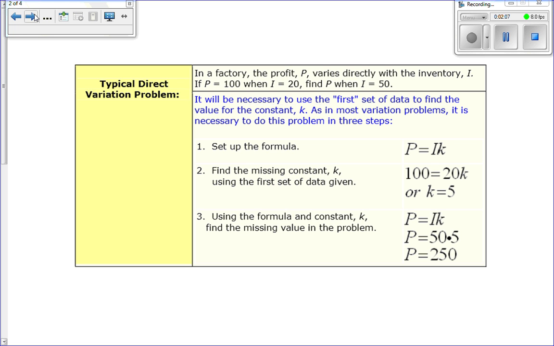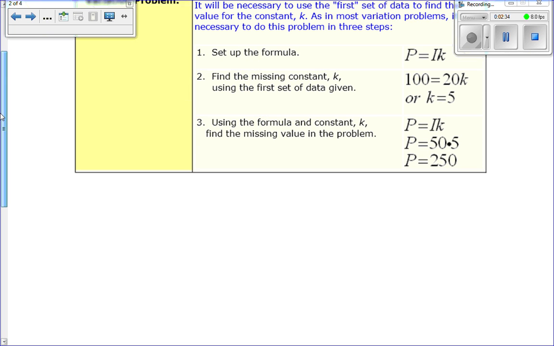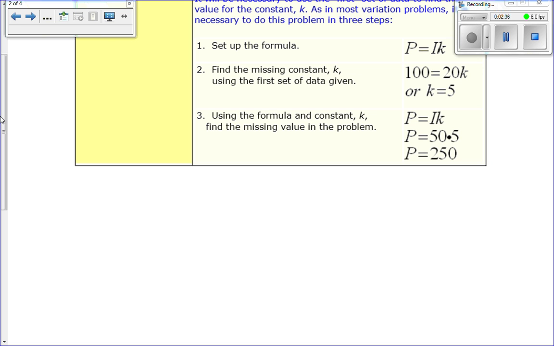And then we have a typical direct variation problem. In a factory, the profit P varies directly with the inventory I. If P is equal to 100 when I is equal to 20, find I when P equals 50. There is more than one way to do this problem. This is one way to do the problem, and when you do it this method, you need to find the k value. But if you use the other method, which I prefer to use, for direct variation, I like to use proportion.